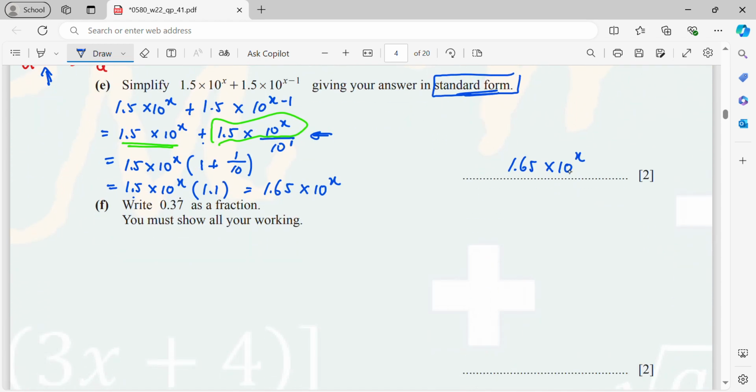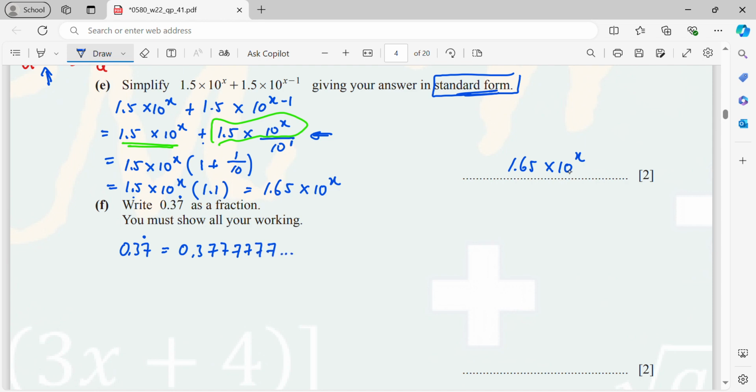F, write 0.37 recurring, there's a dot here. That means it's recurring, as a fraction. You must show all your working. Okay, so 0.37 with a dot is the same as 0.3777. The 7 is repeating until infinity times.